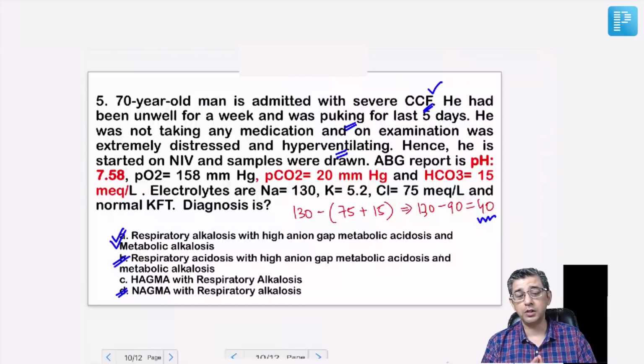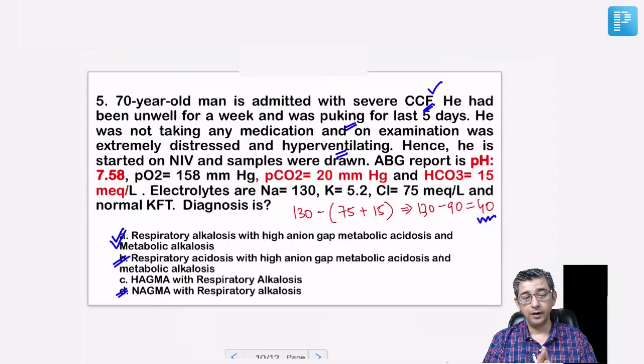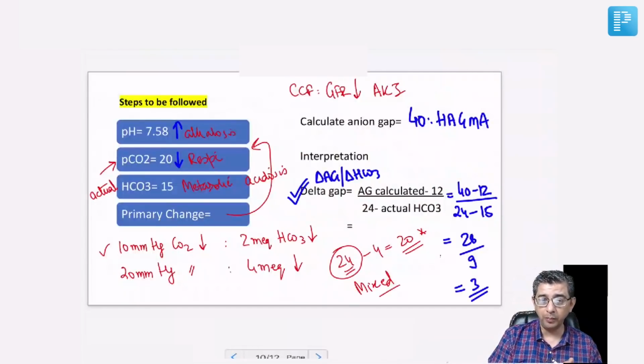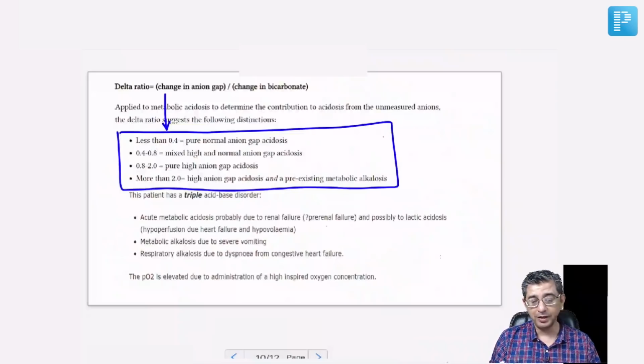Slightly a difficult question towards the end of this discussion, but I deliberately put this up so that I want you to get a habit of actually interpreting the delta gap in every question where there is a mixed disorder. You need to calculate the anion gap in all questions by default. You need to calculate the delta gap as well. It will take a bit of mathematical practice on your part, but just try to deploy this and you will be able to get some very surprising results.